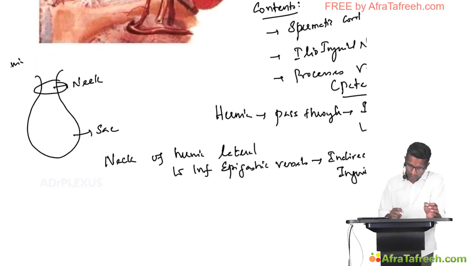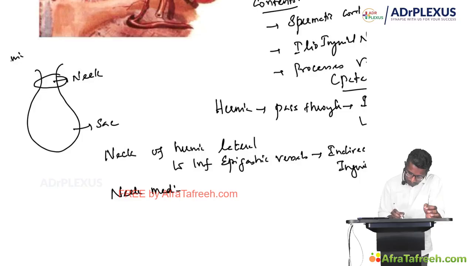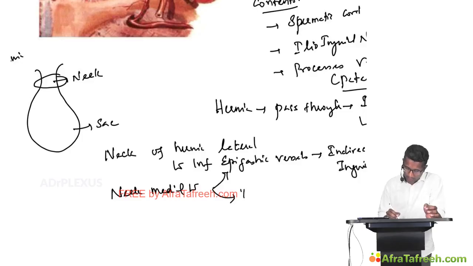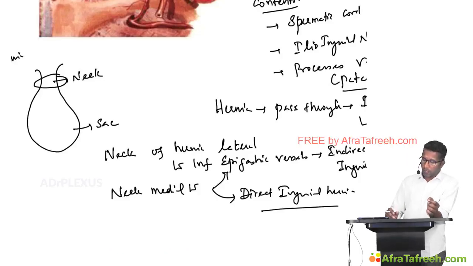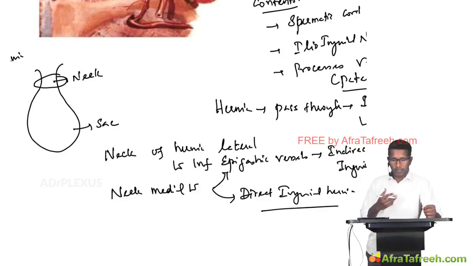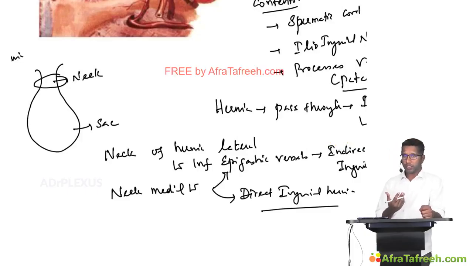If you see the neck of the hernia medial to the inferior epigastric vessels, then that hernia is called a direct inguinal hernia. When you do a laparoscopy, this point will help you in identifying the type of hernia, which is a direct hernia and which is an indirect hernia, and which area we need to strengthen with the mesh, whether you need to strengthen the posterior wall of the inguinal canal or you need to strengthen the deep ring.